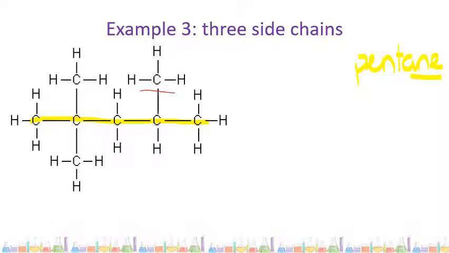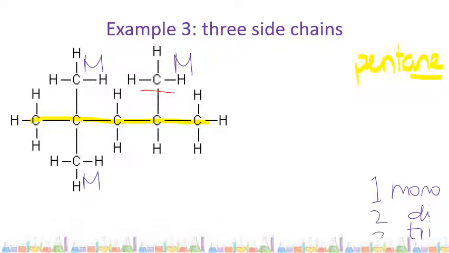The next is looking at my side chains. So my side chains here are methyl, I'm just going to write M, methyl and methyl. So that's 3 methyl groups. So if you remember from the last slide, we had mono, di and tri that you need to know. Mono is 1, di is 2, tri is 3. So hopefully it makes sense to you that this one is going to have trimethyl in the name. So it's going to be trimethylpentane. Now the last thing we need to do is number these side chains.